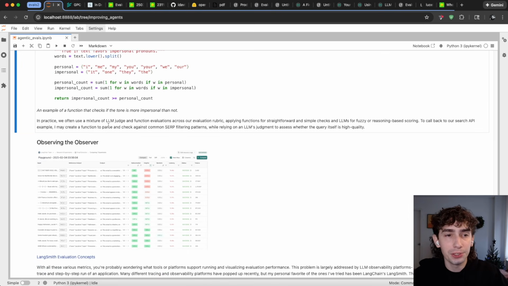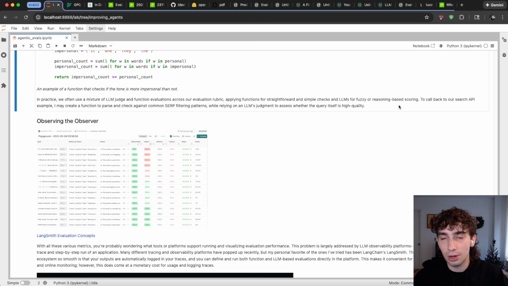But in practice, we often use a mixture of language model judge and function evaluations across our various evaluation rubrics. We apply these functions for straightforward and simple checks, whereas we employ language models for fuzzy or reasoning-based scoring. And we trust all of these because we have done the diligent pre-work of collecting all this feedback and definitions from our users, and then aligning all of our functions and judges to what the expected annotation from a human is, which allows us to apply these with some confidence towards additional unseen queries.